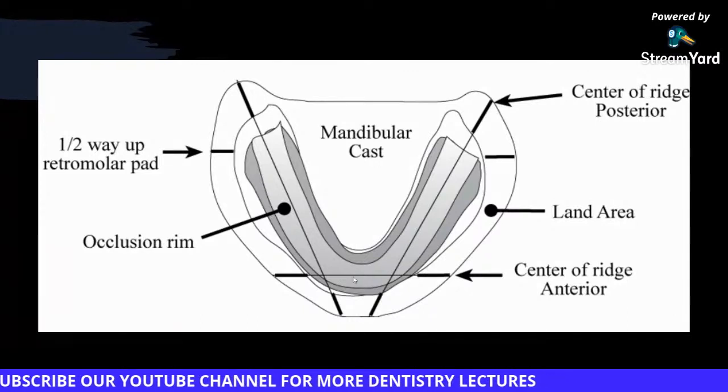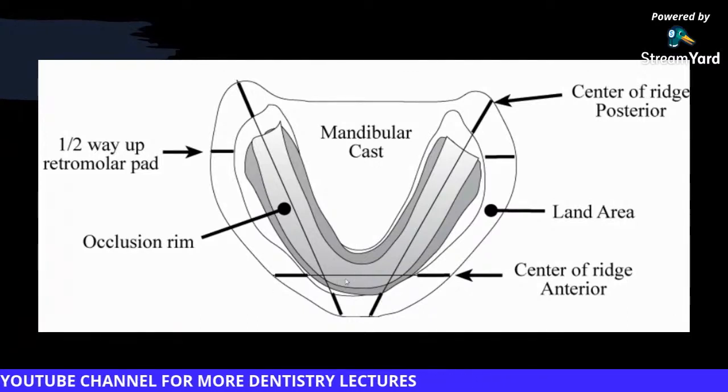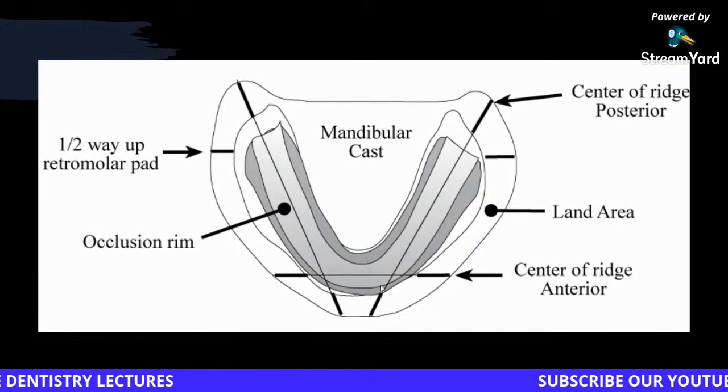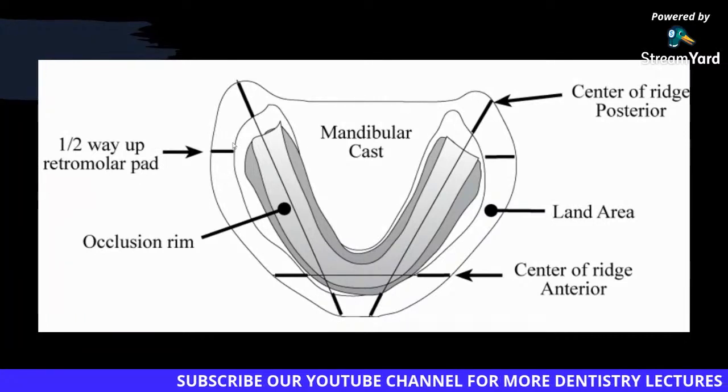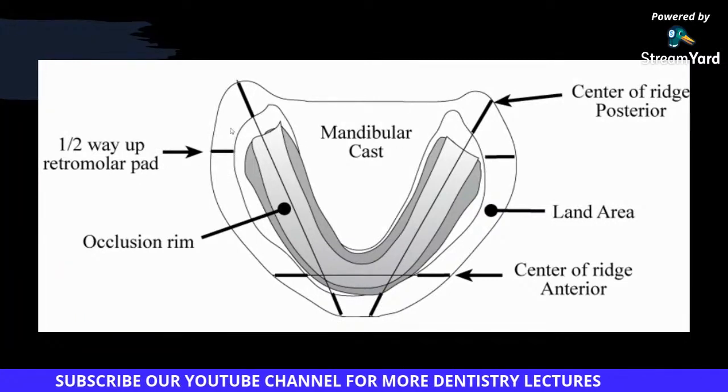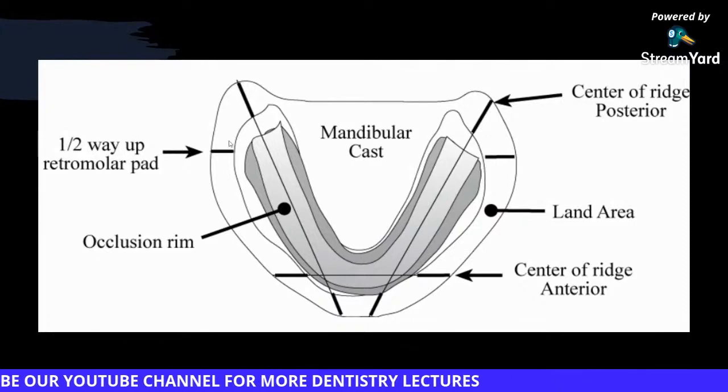This is the center of the ridge in the anterior region of the mandible. Here we have already discussed the posterior. And this is the halfway up the retromolar pad. This is the border. This border is actually dictated by the masseter muscle as well.